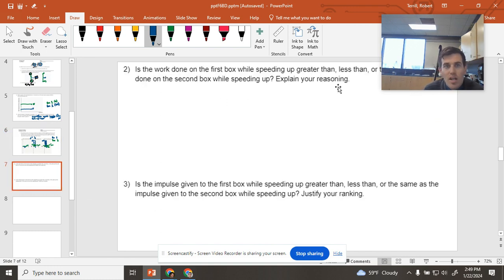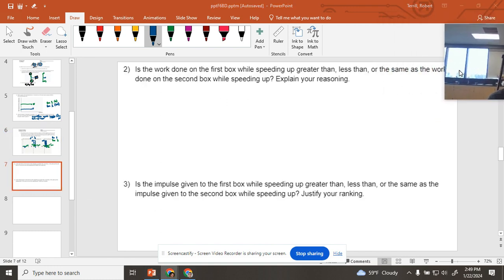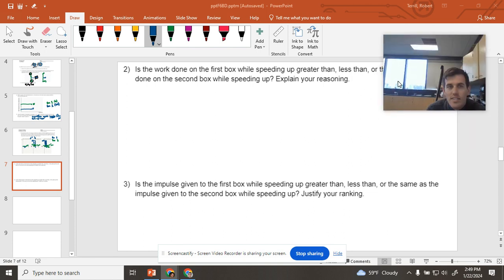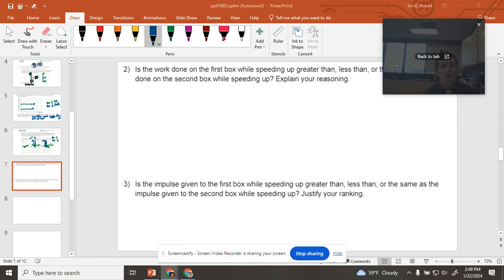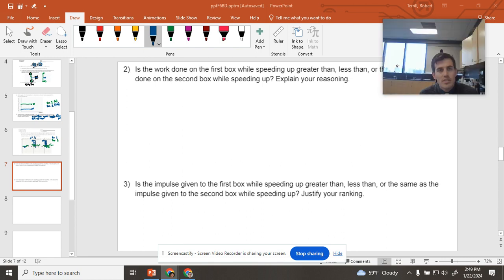Then, is the work done on the first box while speeding up greater than, less than, or the same as the work done on the second box? Well, I would say the work on box 1 was greater than the work on box 2. And my rationale is that work is equal to force times distance. I know that the force was greater.